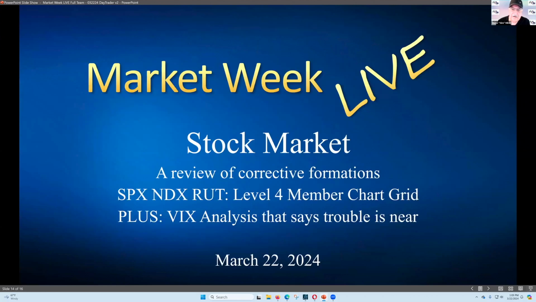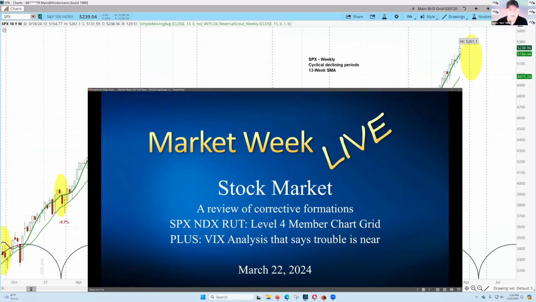All right, stock market analysis. We're going to look at a review of corrective formations. Then we're going to look at the level 4 chart grid. We're going to look at 12 charts there and go through it pretty quickly, but this is going to be a long segment. Plus, we're going to look at the VIX, and it says that trouble is near, and I'll show you why that's the case.